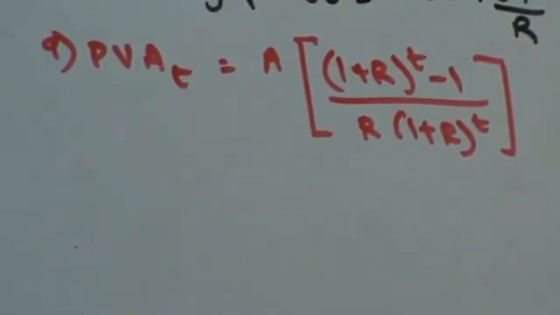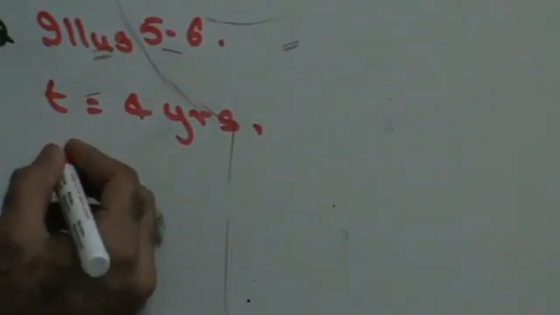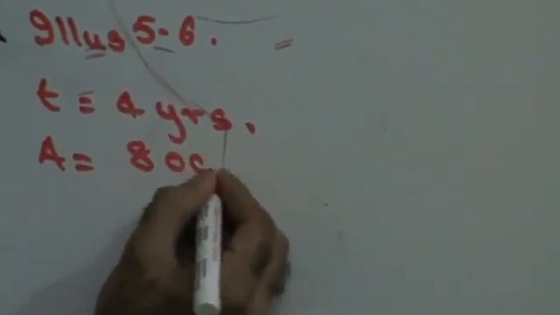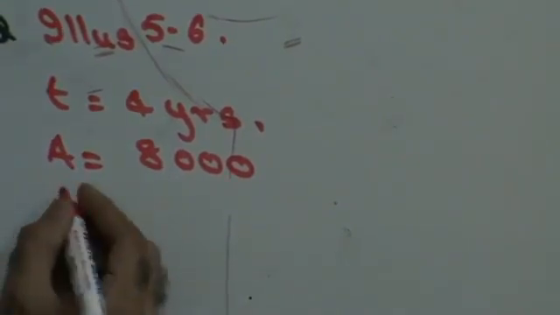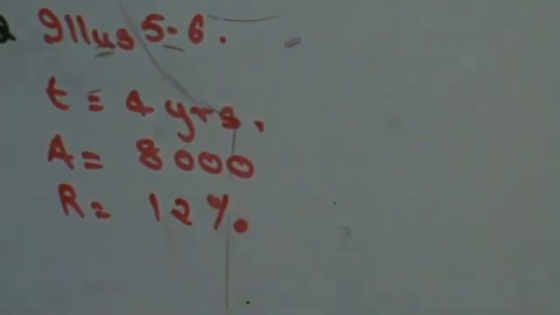Now, let's try to understand this or explain this to you with the help of a sum. Can we see illustration 5.6? They have said, what is the present value of 4 years annuity. So they have given you that time period is 4 years. What is the present value of 4 years annuity of rupees 8,000? So the annuity that I am investing, every year I am investing 8,000 at 12% interest. Rate of interest is 12%. Right?